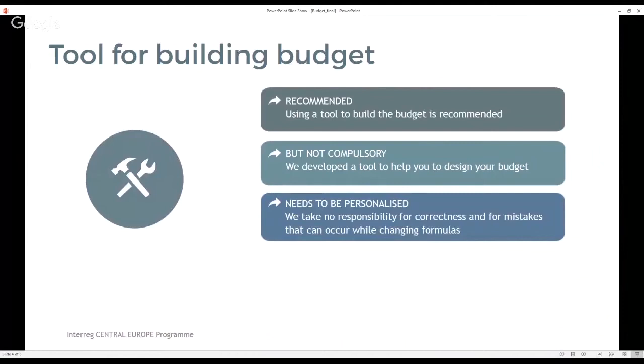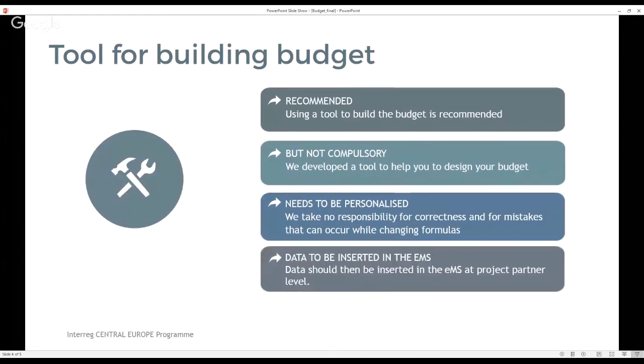However, it should be noted that our tool has to be personalized and we take no responsibility for mistakes made while using it, for example, when changing formulas. The following is to be adapted to the project's needs: number of partners, number of work packages, investment specification, and number of reporting periods. Also, the use of the 20% flat rate reimbursement option for the staff costs would need to be programmed if required by the partner.